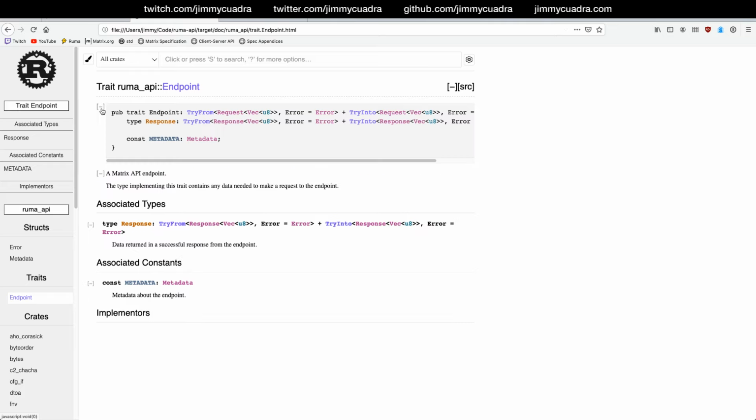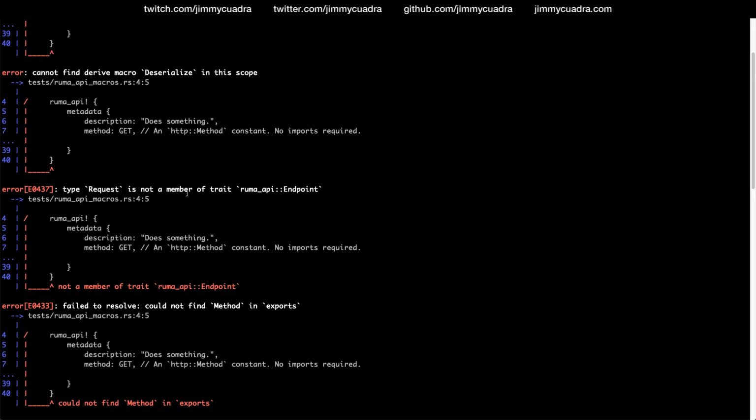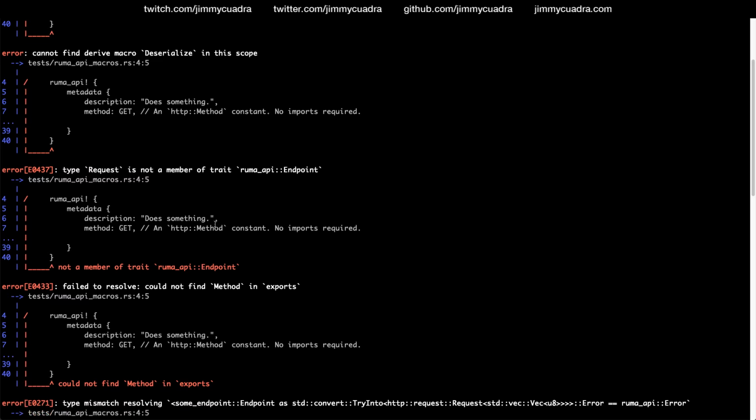So in the new version, you can see that endpoint is actually implemented directly on the request type, and this is going to be a lot nicer, I think, for the downstream libraries that use this. But the macro is not yet updated to take this into account. So that's what this is complaining about when it says type request is not a member of Ruma API endpoint. It's trying to, the old code is trying to do that.